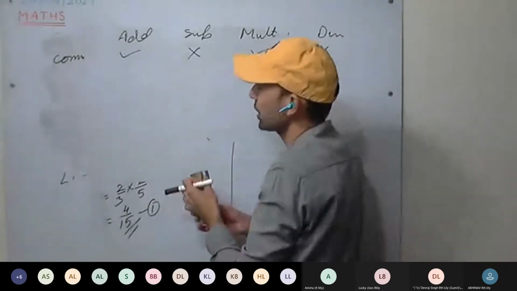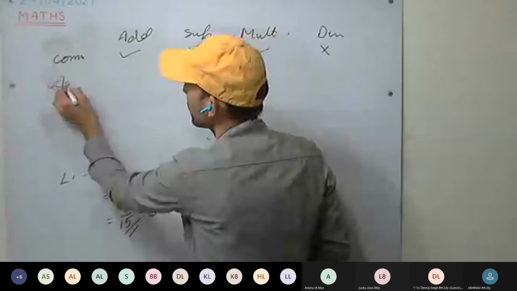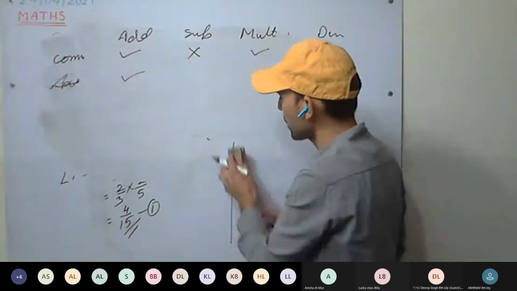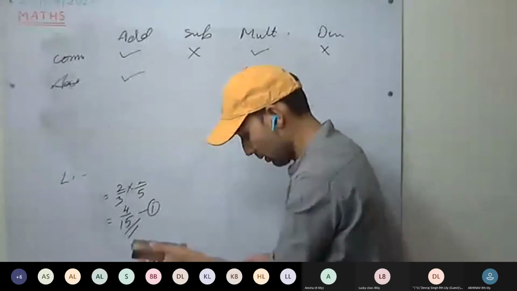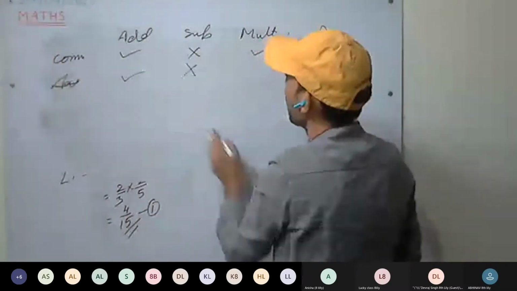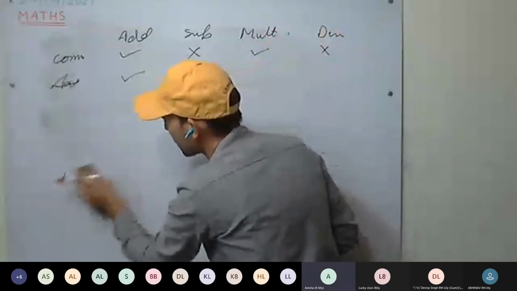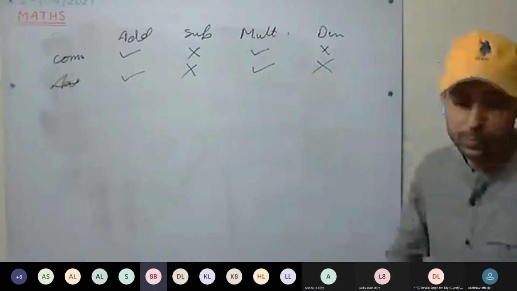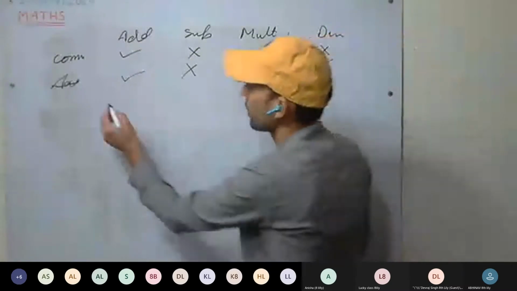If I put here associative property on addition, does it hold true? Yes, associative, true. Subtraction, no. Multiplication, yes. Division, no. Okay, so take one example.